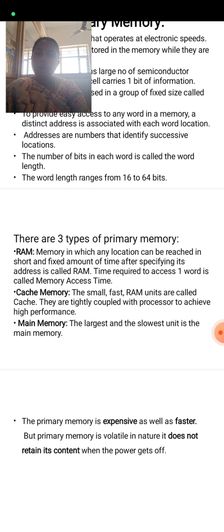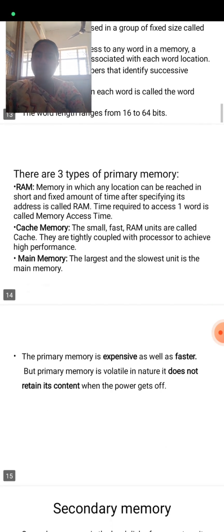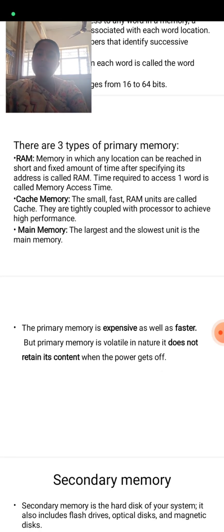The number of bits in each word is called word length. The range of word length must be 16 to 64 bits. There are 3 types of primary memory. They are RAM, cache memory, main memory.